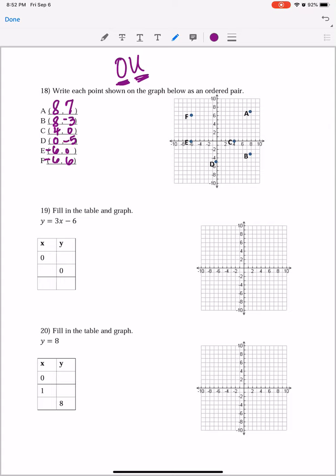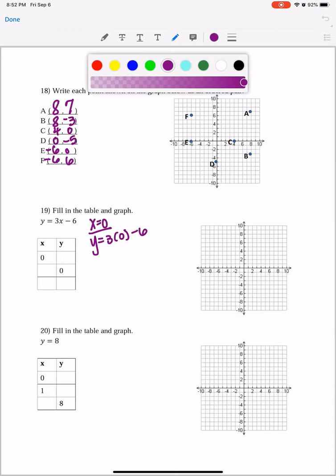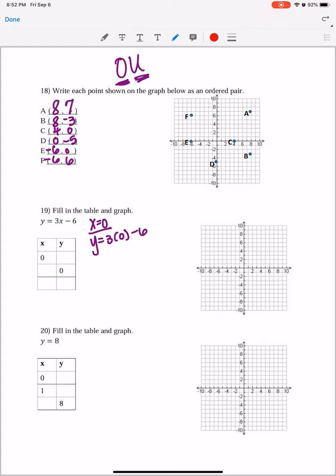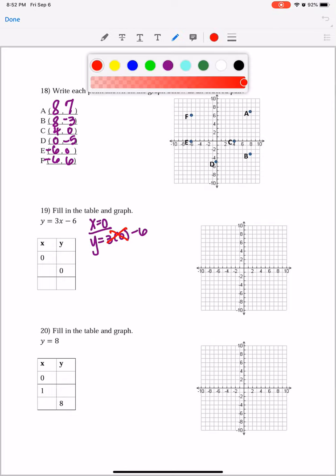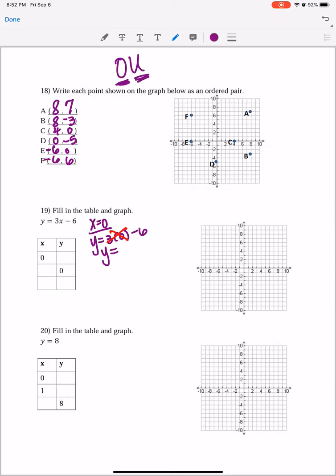19, fill in the table and graph. So it's already giving me 2 points. So my first one, when x is 0, we're plugging in a 0 here. So x equals 0, we've got y equals 3 times 0 minus 6. 0 times anything is 0. So we get y equals, be careful here, that 6 is negative, so we get -6. So -6 here. So let's go ahead and plot that.